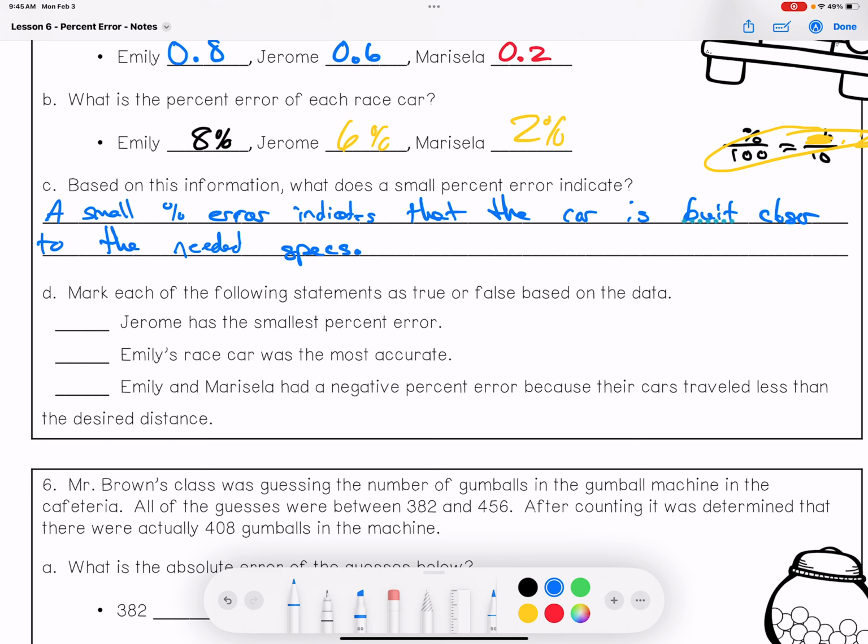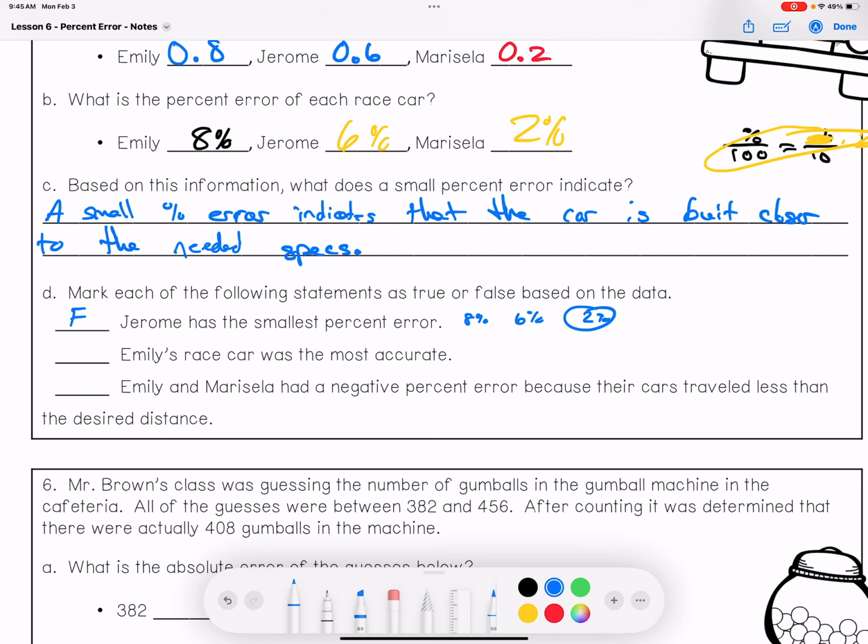All right, it says mark each of the following statements as true or false based on the data which you've got. Jerome has the smallest percent error. Guys, that's false. Why is that false? Because Emily has 8%, Jerome has 6%, and Marlisa has 2%. Which one of those is the smallest number? 2%, which is Marlisa.